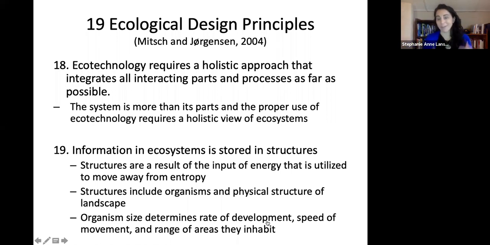And then finally, information in the ecosystem is stored in its structures. So we need to know the structures of the ecosystem so that we know the energy that's coming in, we know the organisms that are there, from microbial to plants to consumers. And again, the organism side is going to determine the rate of development, the speed of movement. The microorganisms are going to move at a very different rate. So we need to really understand our systems so that we can understand their structure.